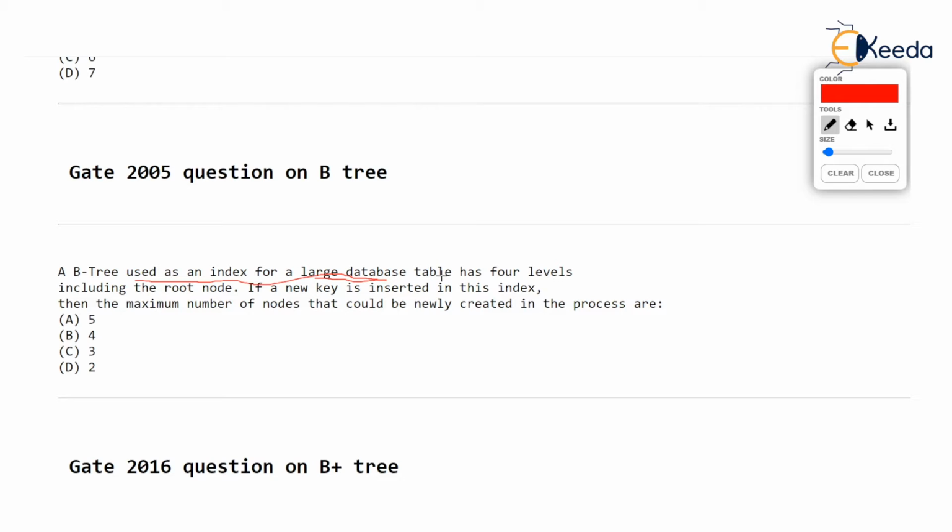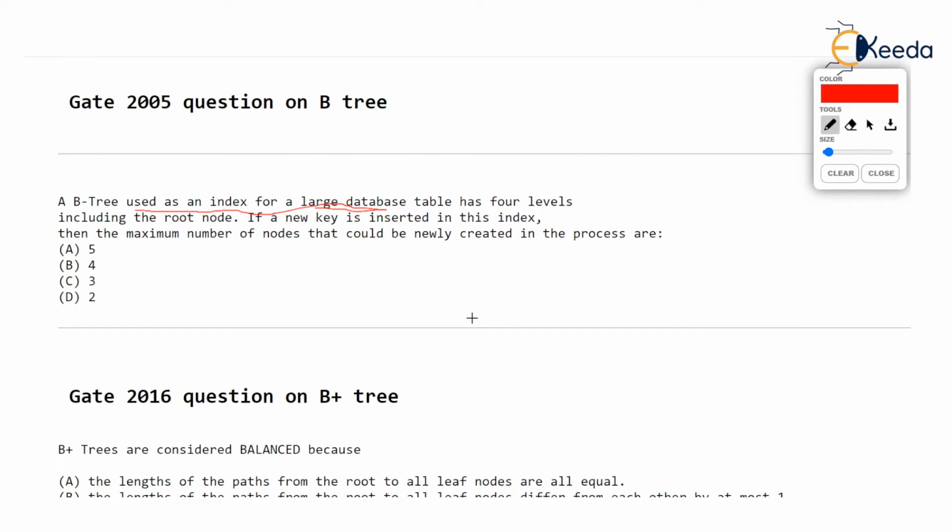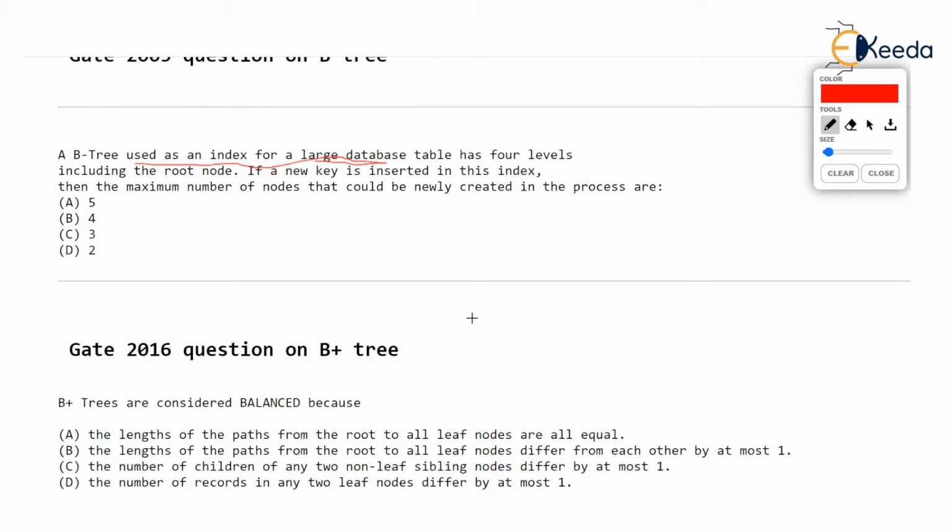B tree used as an index for a large database table has 4 levels, including the root node. If a new key is inserted in this index, then the maximum number of nodes that could be newly created in the process are. Now you just check that they have not given the order of the B tree here. But then they are saying that the B tree is big enough because it has 4 levels. So if you can imagine, this is the root. Imagine root has 2 children. These are the 2 children of root.